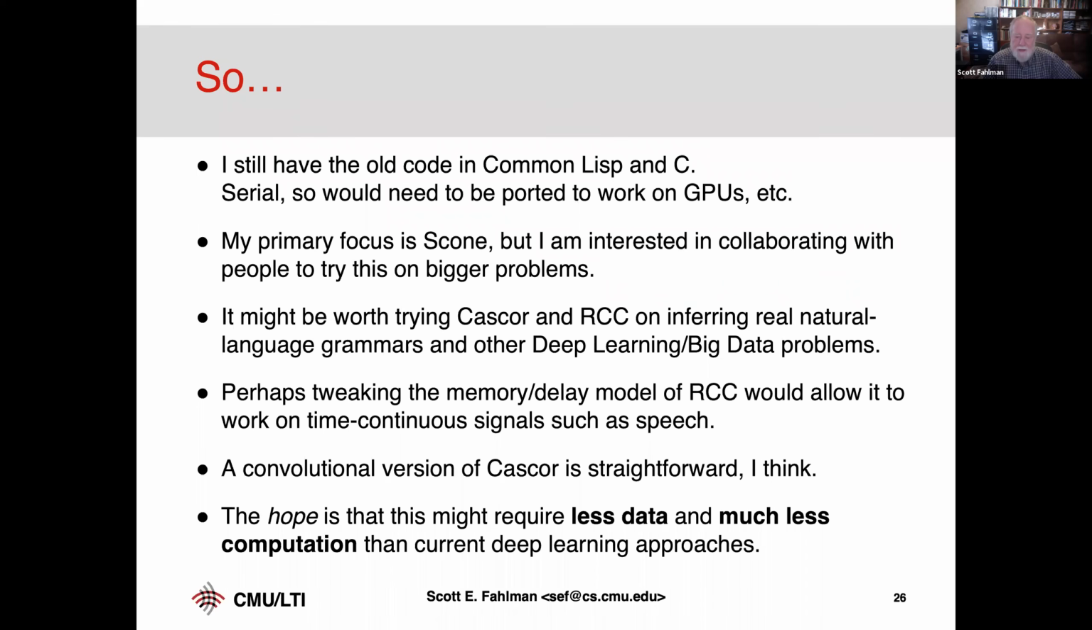Obviously, it would be really fun to try this on real natural language grammars and the kinds of problems that are so important now in the deep learning community, like recognizing cats on the internet. And adapting it to these much huger problems does introduce some issues.